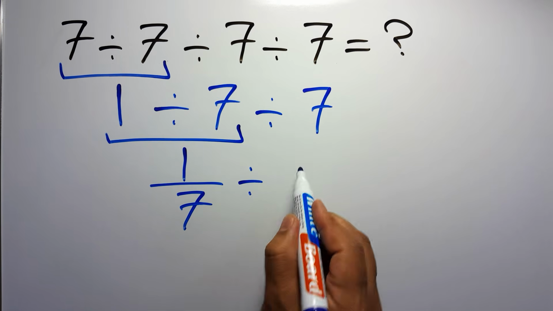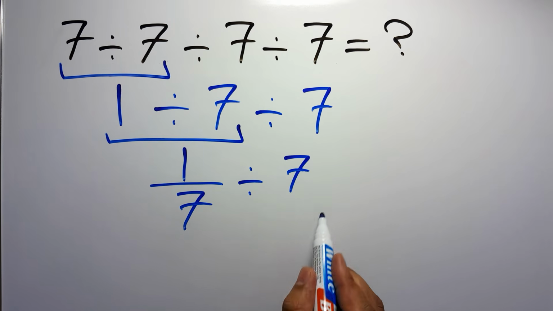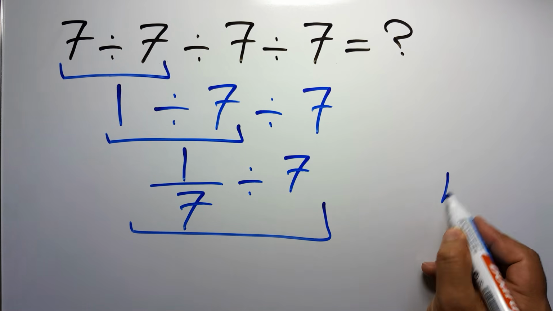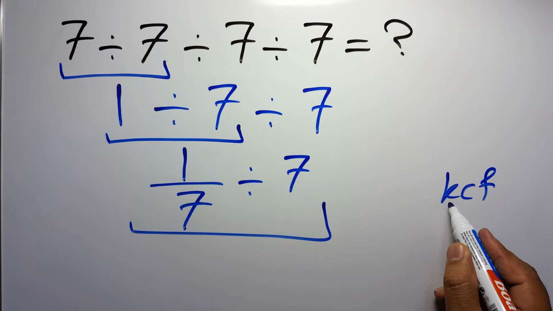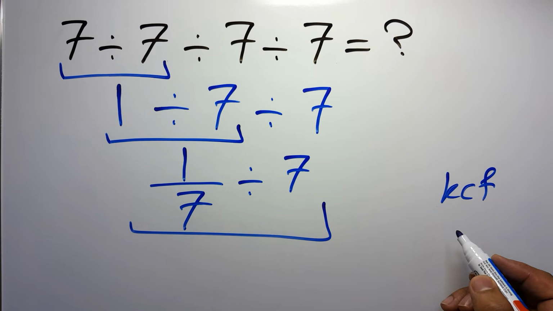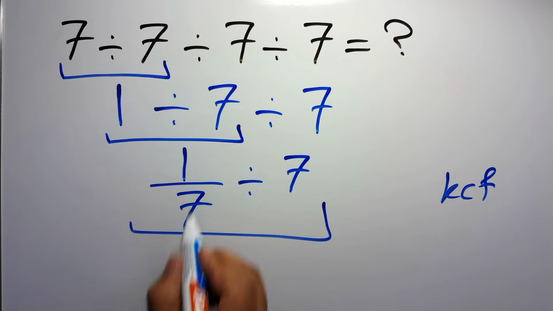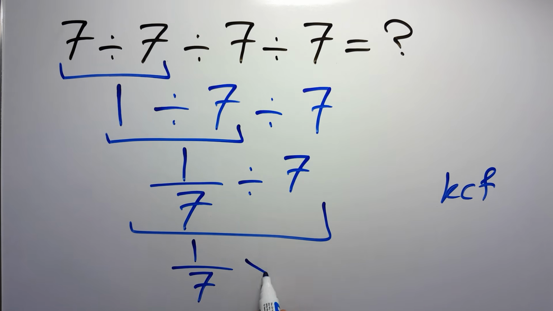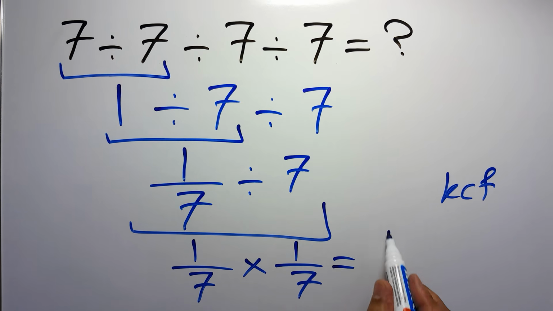Then divided by 7. Now, according to the KCF rule, K stands for keep, C stands for change, and F stands for flip. We can write keep the first fraction, change division to multiplication, and flip the second fraction. So 1 over 7 times 1 over 7, which equals 1 times 1 gives us 1.